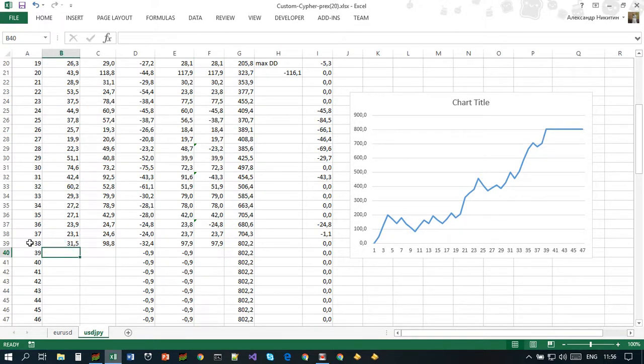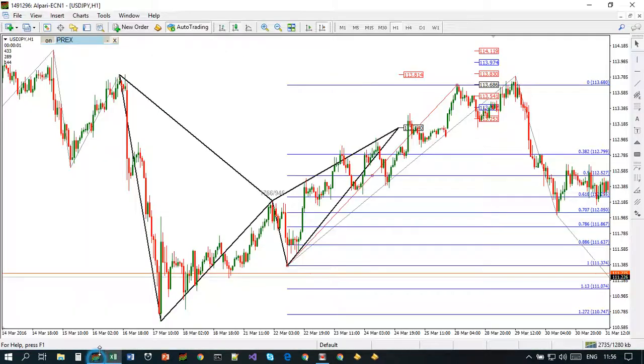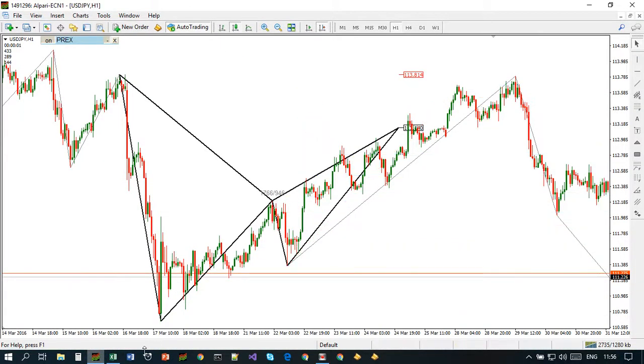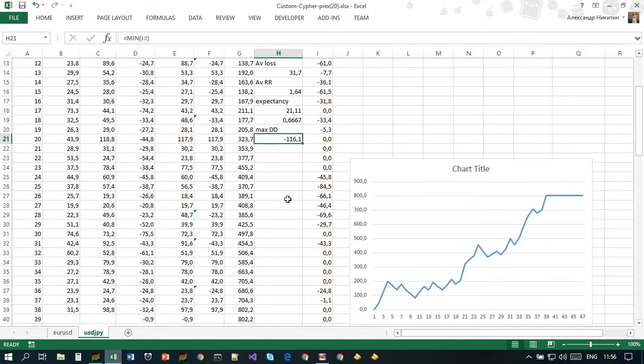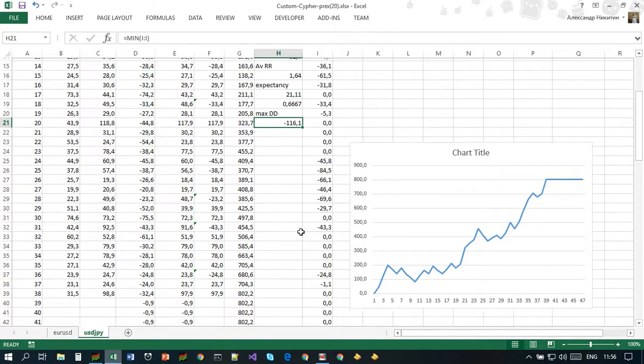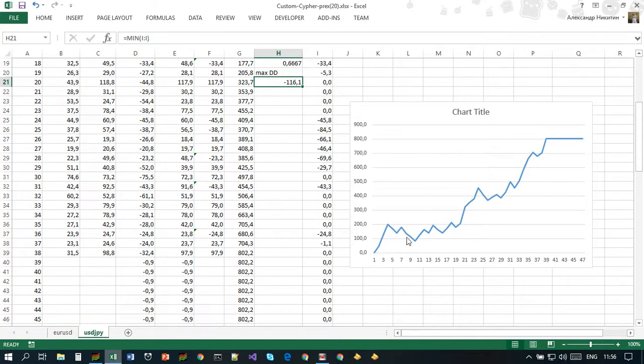800 pips during the course of 40 trades, maybe 800 pips. We can go back to see some statistics. 63% probability with the risk to reward of 1.64, 66% expectancy, 21 pips on each and every trade. The maximal drawdown still stays 116, so it was that we had in the very beginning.